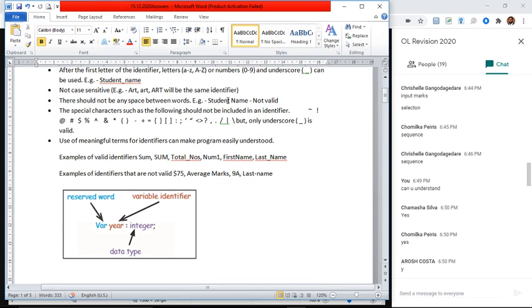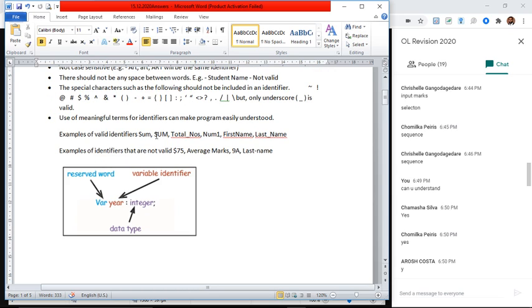Then there should not be any space between the words. Words අතර space එකක් තියෙන්න බෑ. Student space name. It is not valid. The special characters such as the symbols should not be included in an identifier. Identifier එක අතරේ මෙන්න මේ කියන symbols ටික පාවිච්චි කරන්න බෑ. Only underscore can be used. Underscore එක විතරයි අපිට පාවිච්චි කරන්න පුළුවන්. All the other things we can't use.